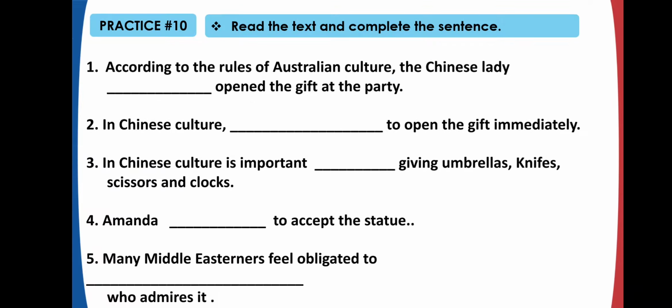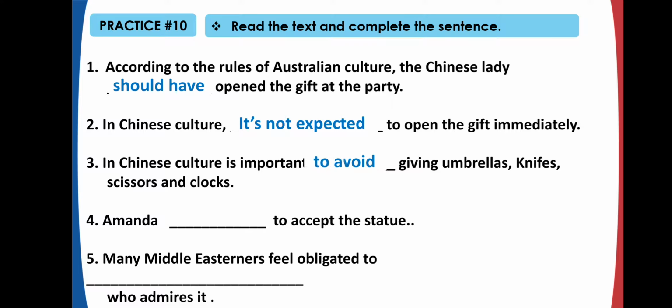Very good, guys. So now let's read the options and complete the sentences, okay? Number 1 says, according to the rules of Australian culture, the Chinese lady should have opened the gift at the party. Number 2, in Chinese culture, it's not expected to open the gift immediately.